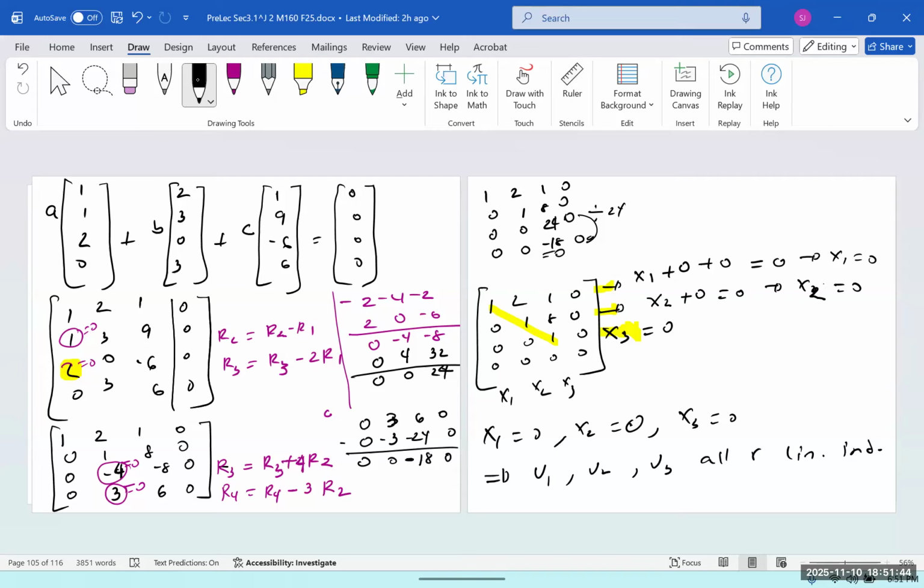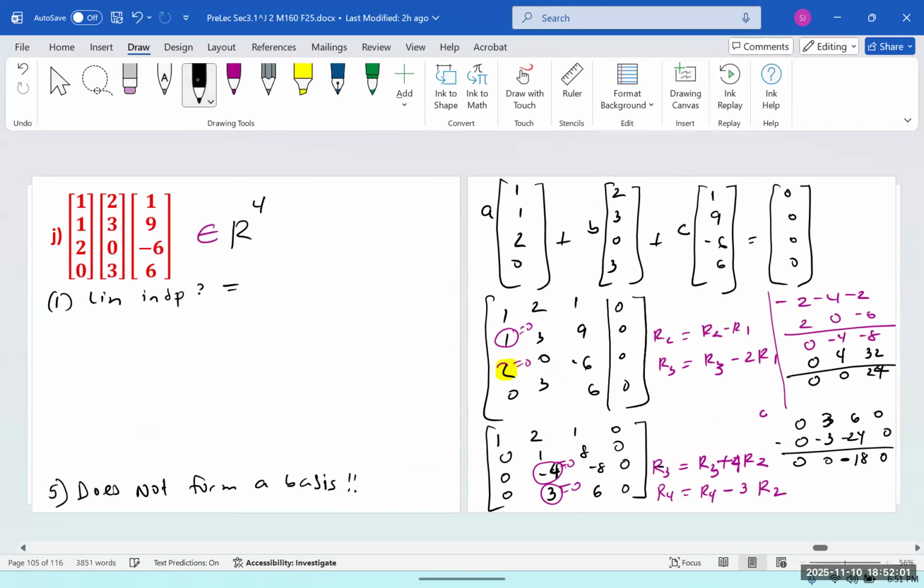Exactly. So we actually solved for the null space. So what would happen if x1 had like 7, some other number? Then they are not linearly independent. Okay, so they are linearly independent. Yes. That means the dimension of the span is 3, because we have 3 linearly independent vectors.